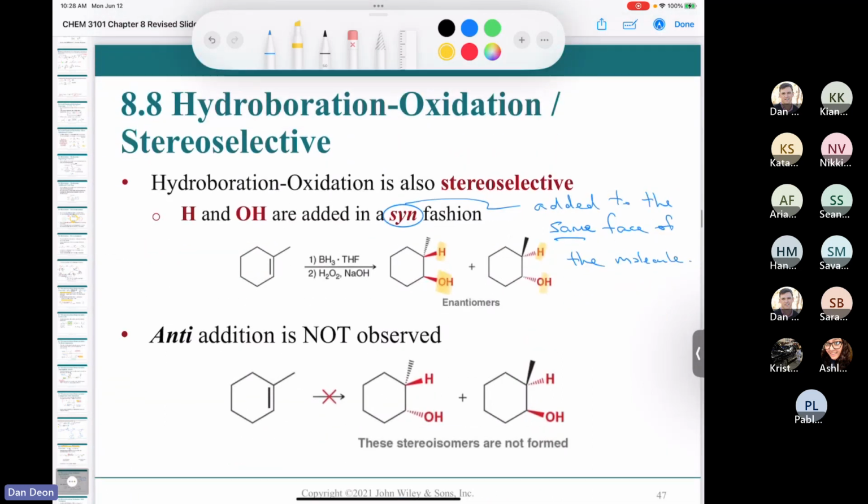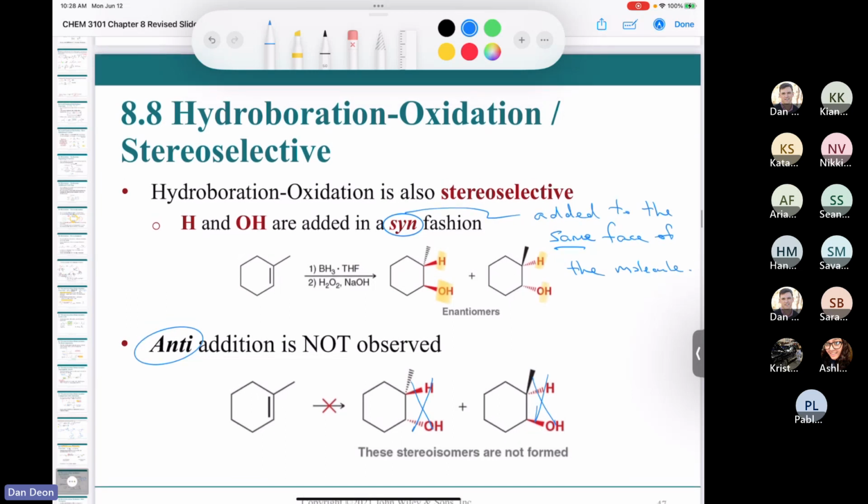If you draw the proton and the hydroxyl as a dash and a wedge like this on opposite faces, this is what we call anti-addition, opposite faces of the molecule. You do not get that. You do not get those products. So it's regioselective in that it's anti-Markovnikov, but it's stereoselective in that it's syn addition. The hydroxyl and the proton, the hydrogen atom, are added to the same face of the molecule.